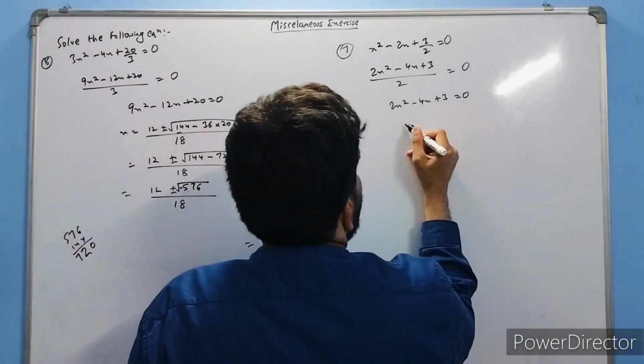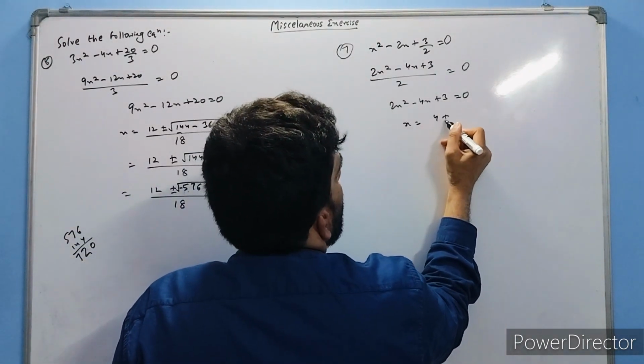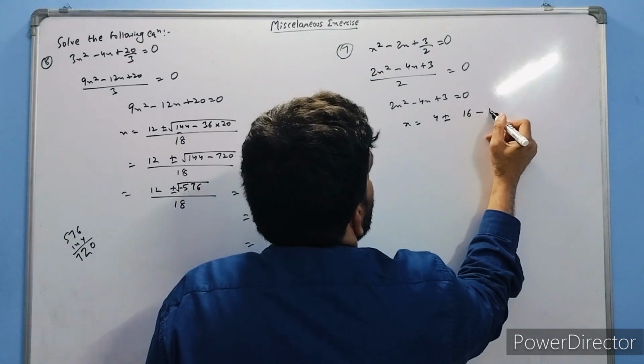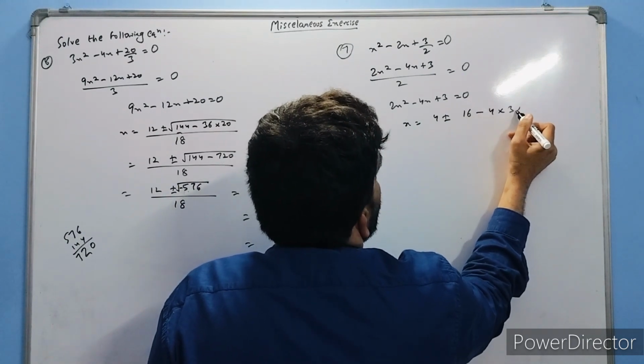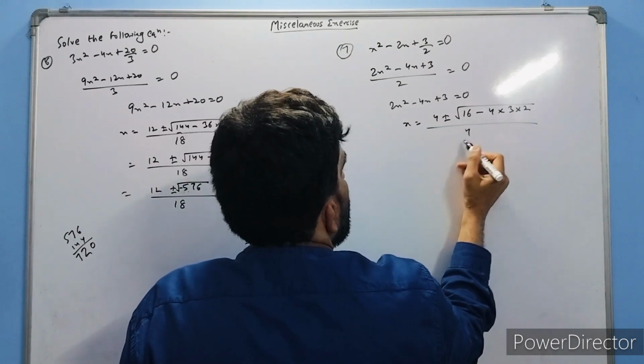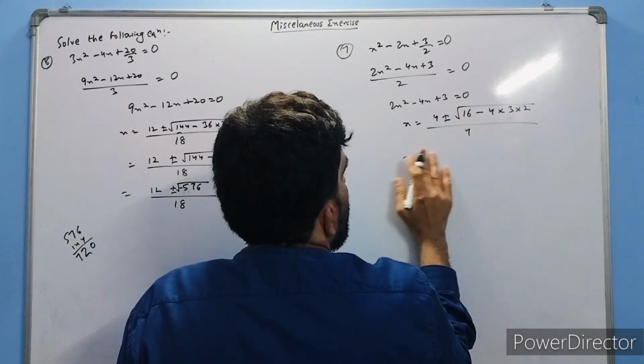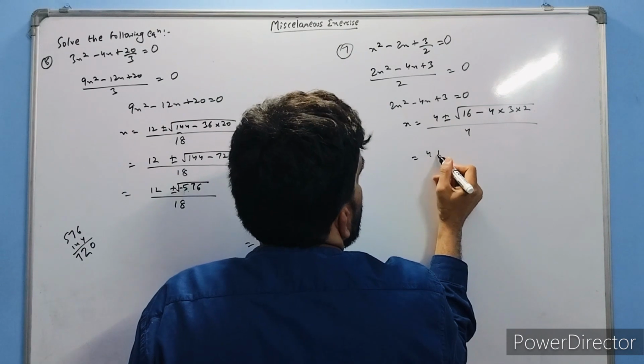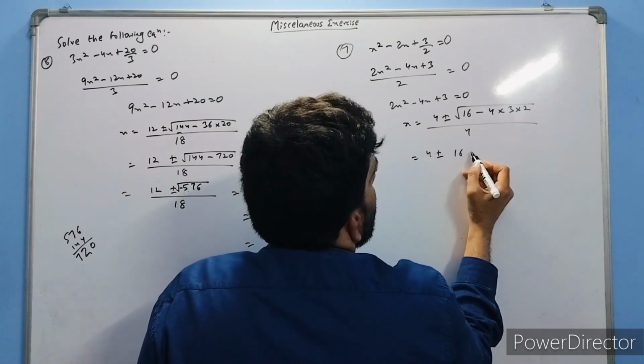So we have x is equal to 4 plus minus the square root of b square, 16 minus 4 into 3 into 2, that is 4ac, upon 4. So I have 4 plus minus the square root of 16 minus 24.